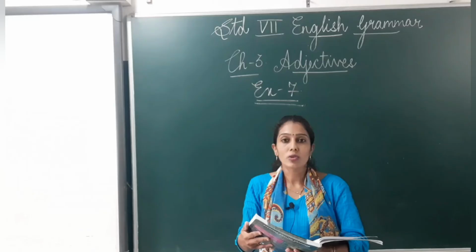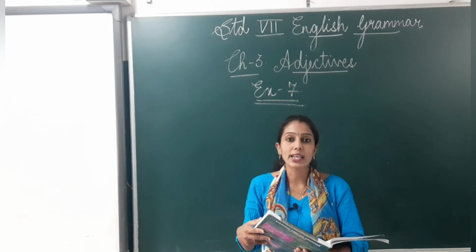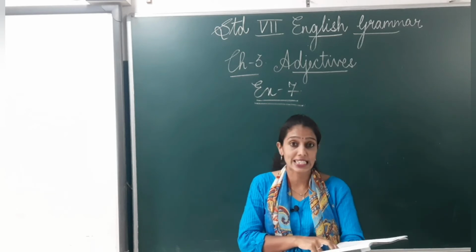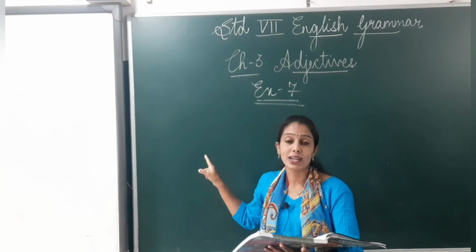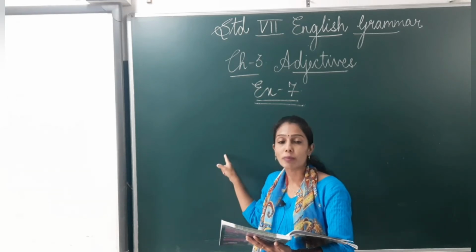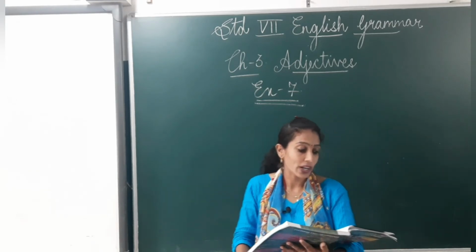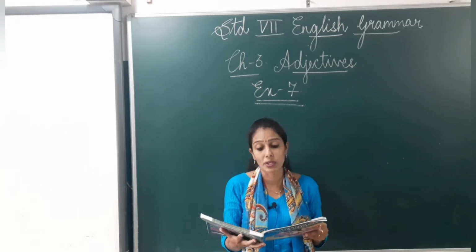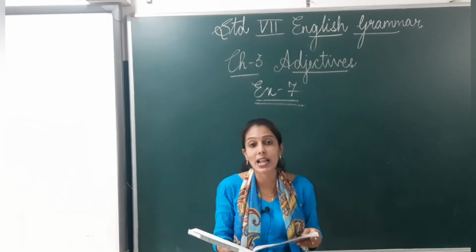Now let's start. Children, let's start with exercise 7. I am not writing the question because there are 15 sentences, so I will be only writing the answers on the blackboard. So you listen and you write it from the blackboard. First one. In the following sentences, you have to change the verbs in the box to participial adjectives.